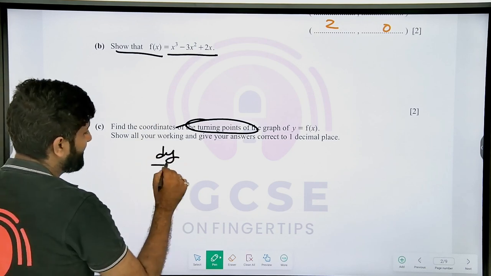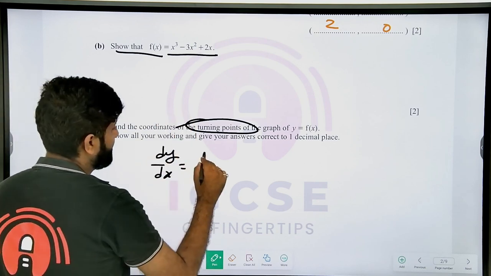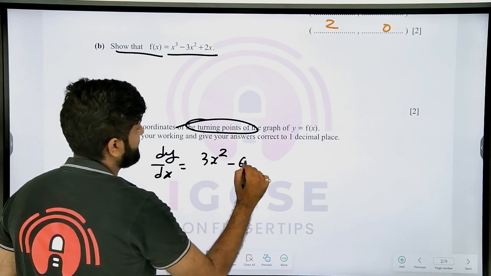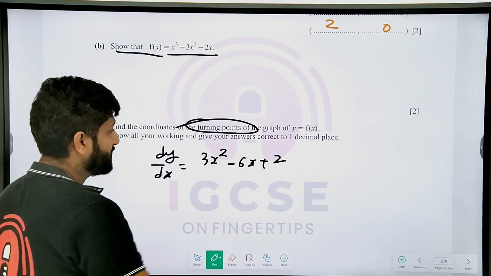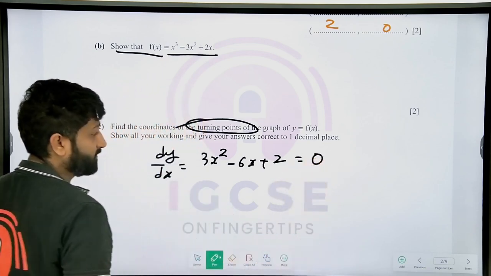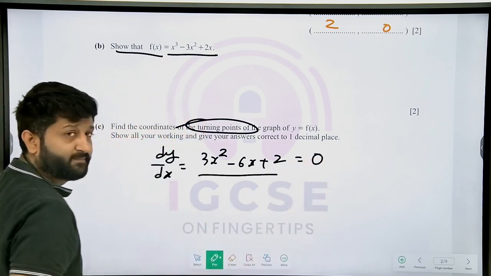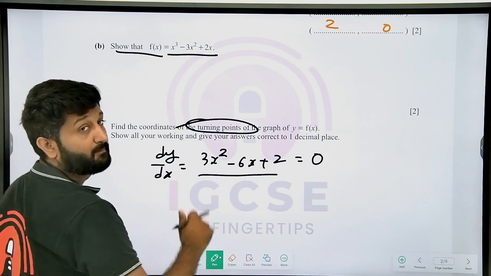So, what is my dy by dx for this graph? It is 3x² minus 6x plus 2. Turning points are the points where your dy by dx is 0. Now I'll have to factorize this. How can I factorize this? I'll have to split the middle term.